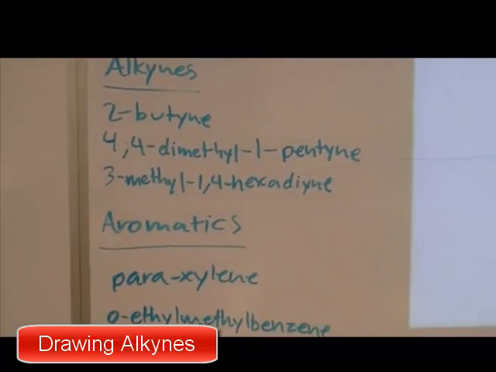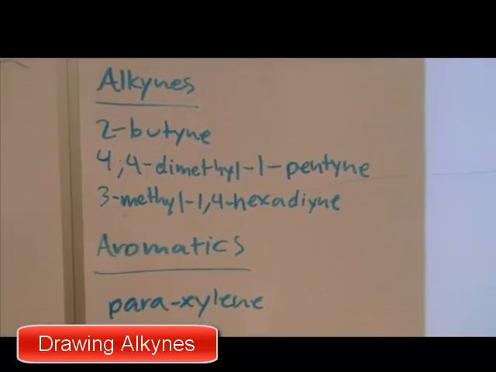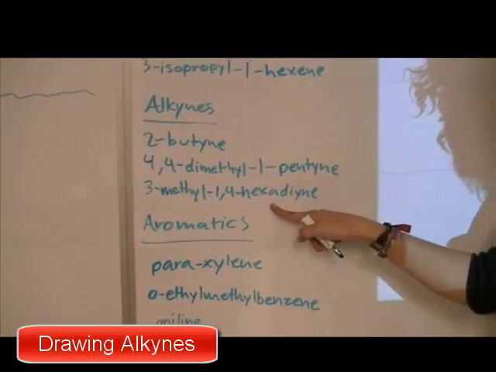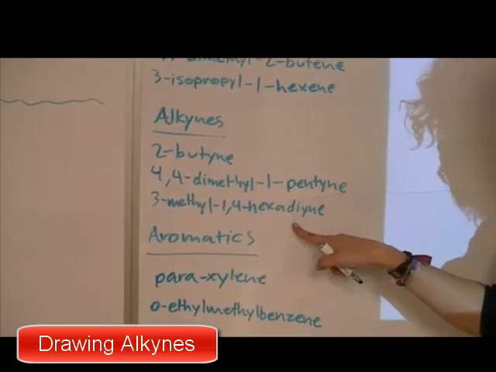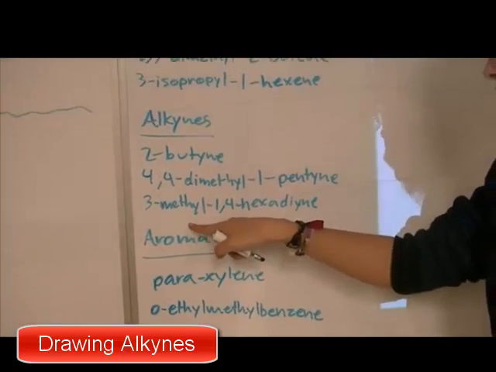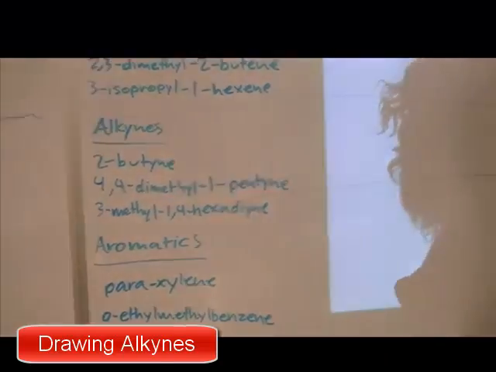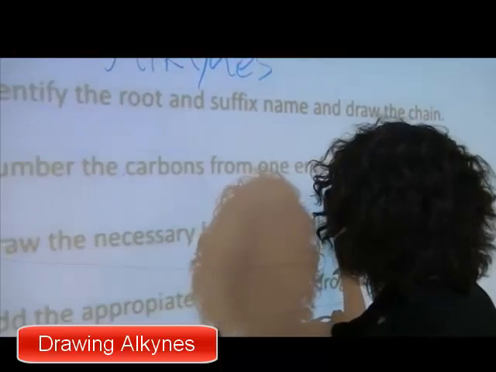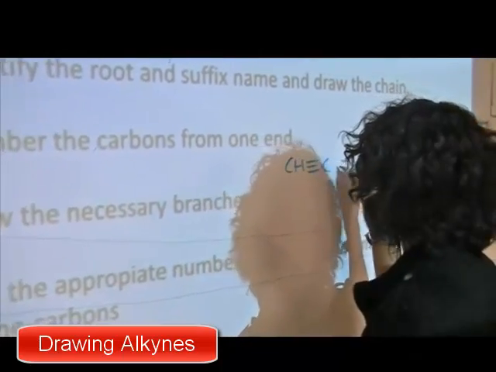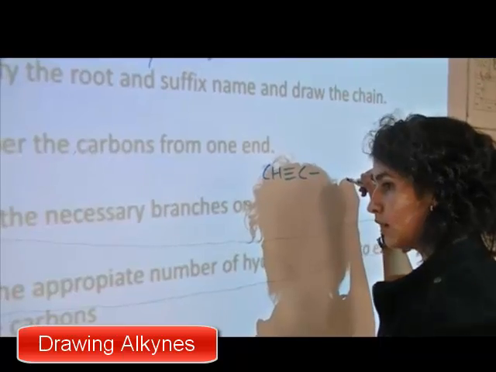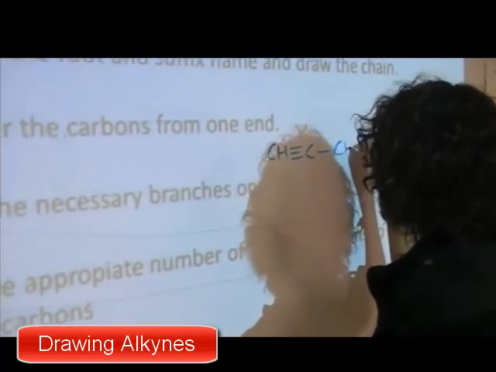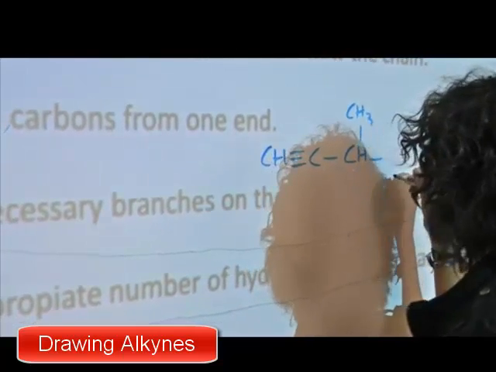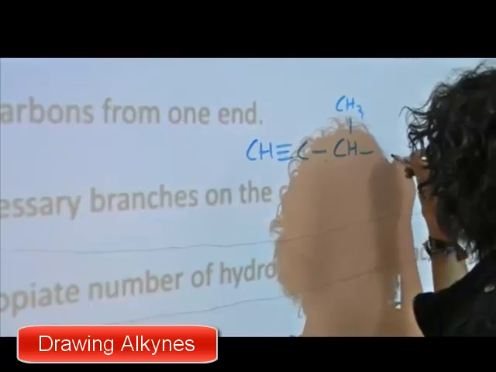The next one is 3-methyl-1,4-hexadiyne. It's a carbon chain with 6 hydrocarbons, 2 triple bonds in the places number 1 and 4, and 1 methyl in the carbon number 3. So it will be like this. CH, 1, 2, 3, C, CH3, 1, 2, 3.